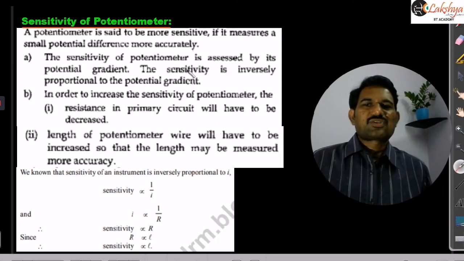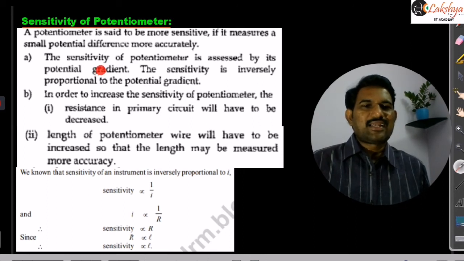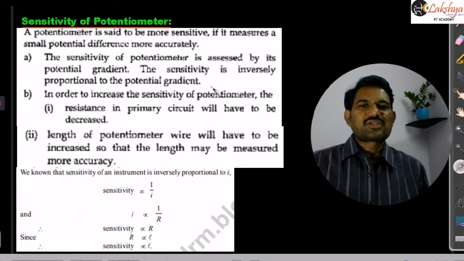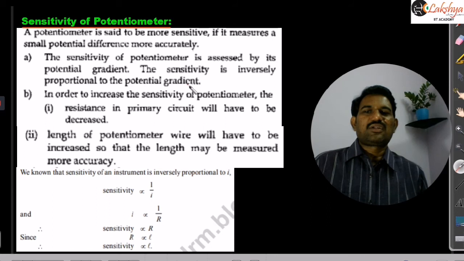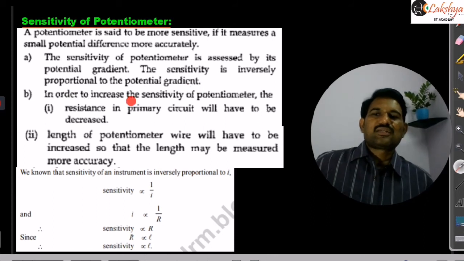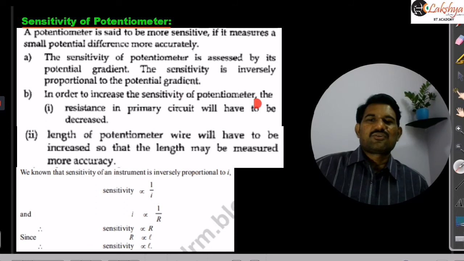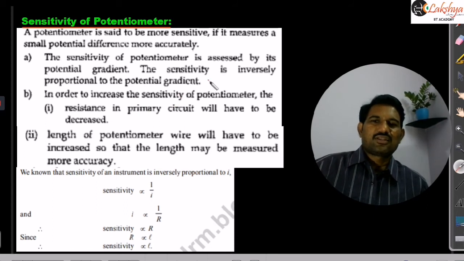Actually the sensitivity of the potentiometer depends on the potential gradient. Potential gradient is nothing but potential drop per unit length. So sensitivity is inversely proportional to the potential gradient, because potential gradient is the potential drop per unit length: for 1 centimeter, how much potential difference is there? So the sensitivity of the potentiometer is inversely proportional to that. To increase the sensitivity of the potentiometer, consider the resistance per unit length.